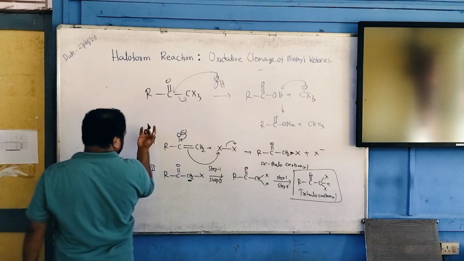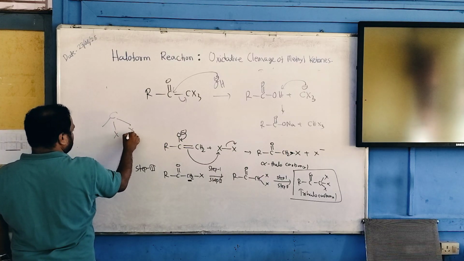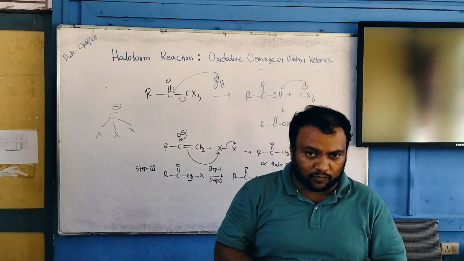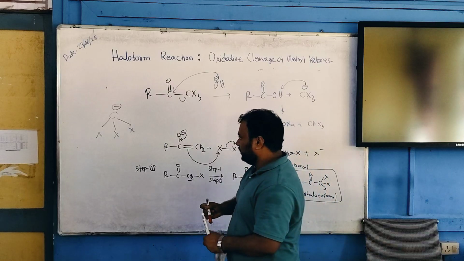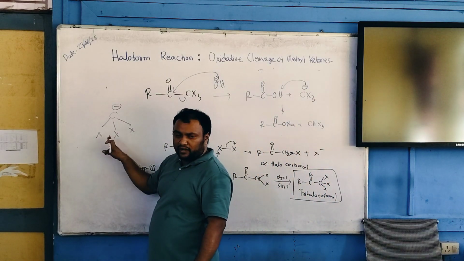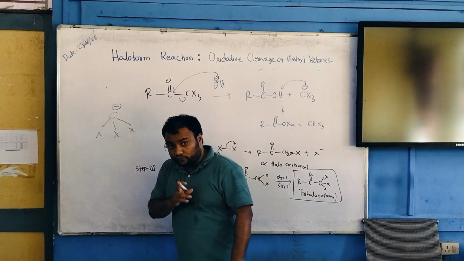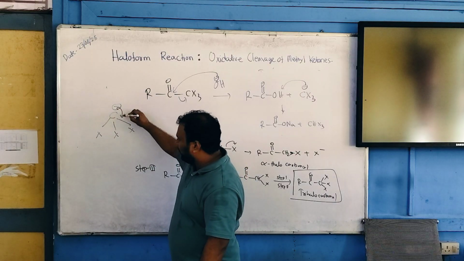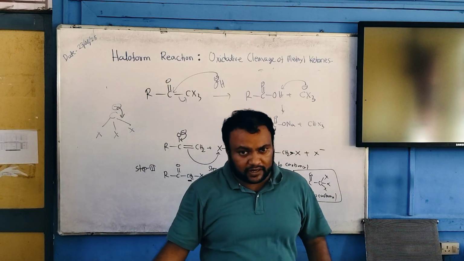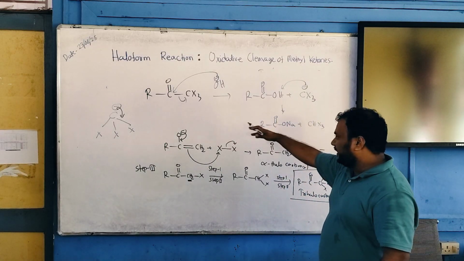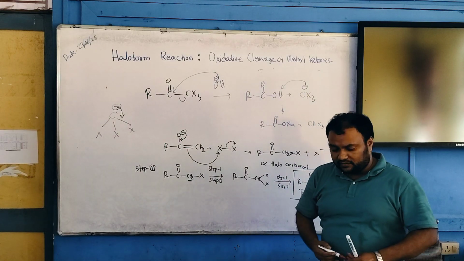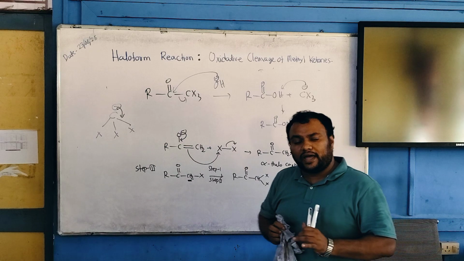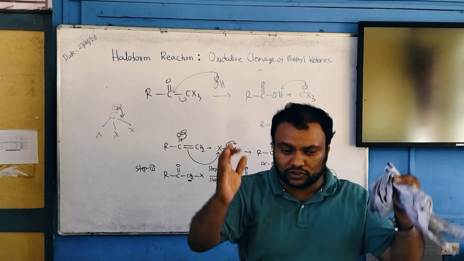Now if I ask you why this CX3 minus is a better leaving group, you can easily answer. We have studied this in chemical bonding and in GOC. See, this is a halogen like iodine, bromine and chlorine, not fluorine. Iodine, chlorine and bromine have vacant d orbitals, so there will be back bonding. That is why they are very stable, and weak bases are better leaving groups, which we have studied. That is why this reaction is again favorable. And that is the mechanism of the haloform reaction. I hope it is clear. If you have questions, you can ask.